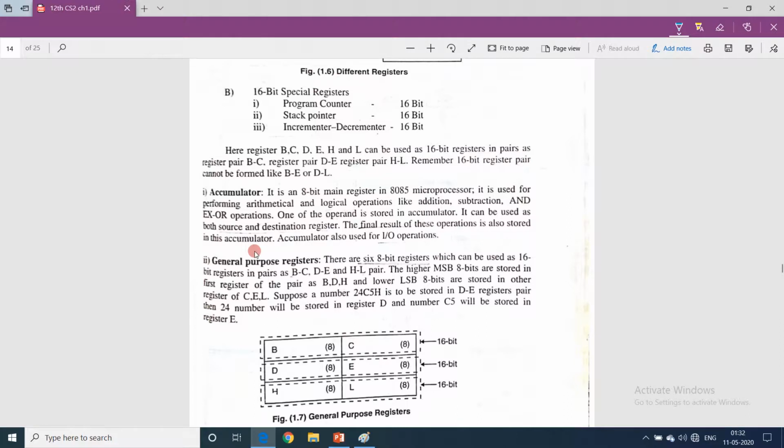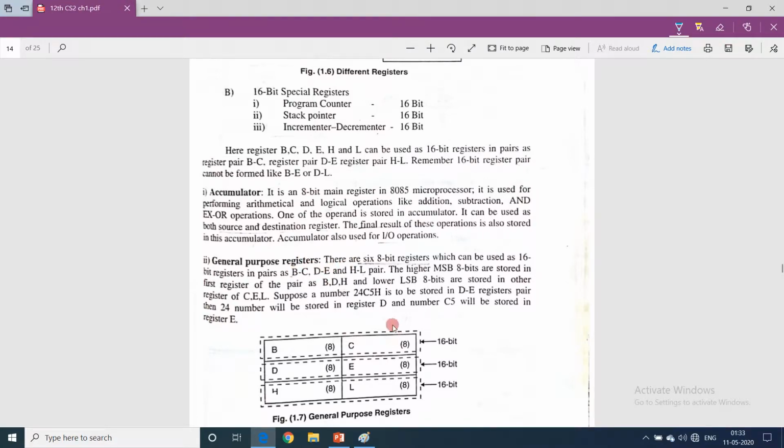So the accumulator can be used as both source and destination register. The final result of these operations is also stored in the accumulator. The accumulator is also used for input-output operations. When you remember those pins, SID, serial input data, and SOD, serial output data. So to serially input the data and to serially output the data, we use the accumulator. The accumulator is required at that time.